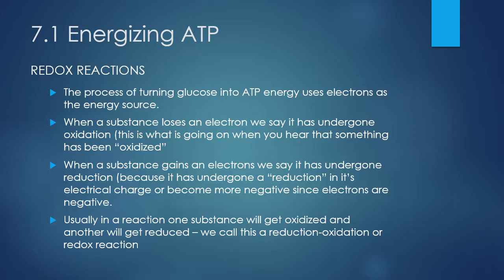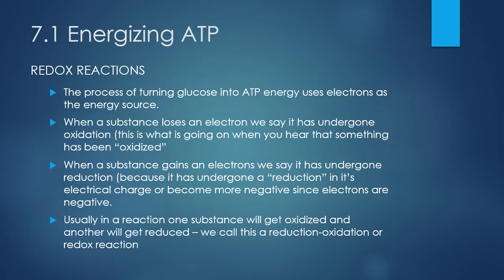When a substance gains an electron, we say it's undergone reduction. Now, this seems kind of weird to say that it's gained electrons and it's undergone reduction. But the reason why we use the term reduction is because it's had a reduction in charge. So when you gain an electron, you become more negative and your overall charge gets lower.